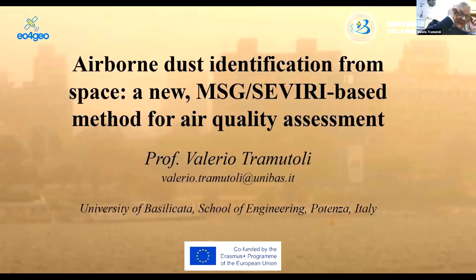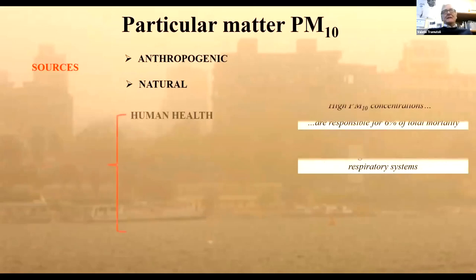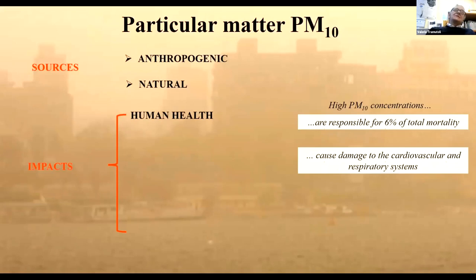We are discussing, in summary, two aspects. One is the satellite approach and the method to detect Saharan dust by using MSG SEVIRI. The second part is related to the use we can make of this kind of analysis in order to manage air quality in the city, in particular in cities where traffic is particularly important in determining the PM10 pollution. As you know, we have different sources of PM10, anthropogenic and natural, and the impact of PM10 pollution concerns human health. It is responsible for 6% of total mortality, and the damage to cardiovascular and respiratory systems is well known.